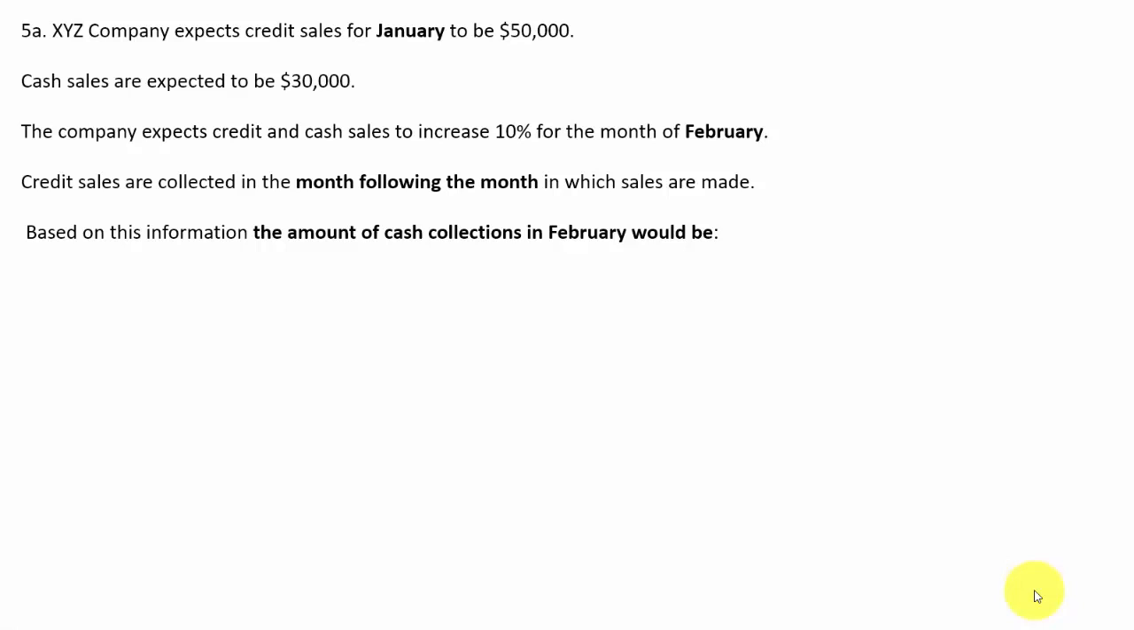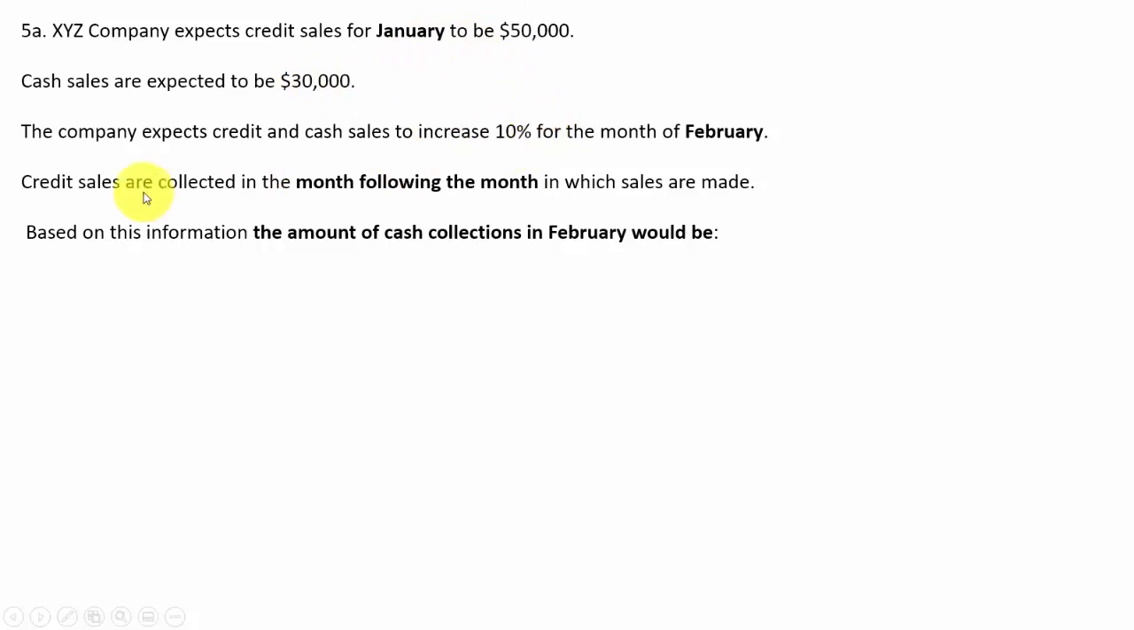Okay, this is the last question in our review, and it starts off with XYZ Companies expects credit sales for January to be $50,000. Cash sales are expected to be $30,000, and that's also in the month of January. So they think their credit sales will be 50 and their cash sales will be 30. The company expects credit and cash sales to increase 10% for the month of February. That is 10% over these numbers back here in January.